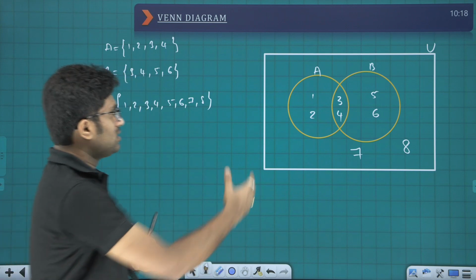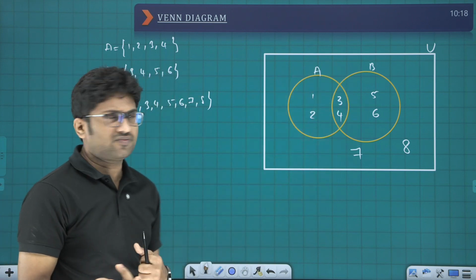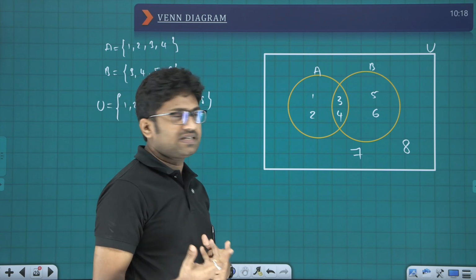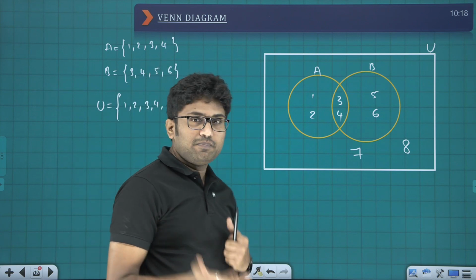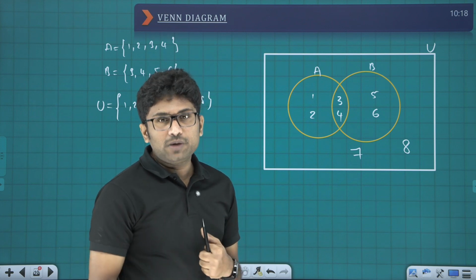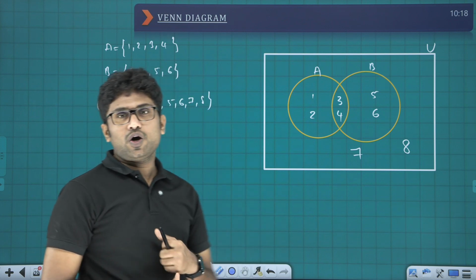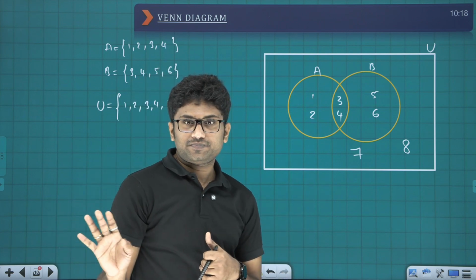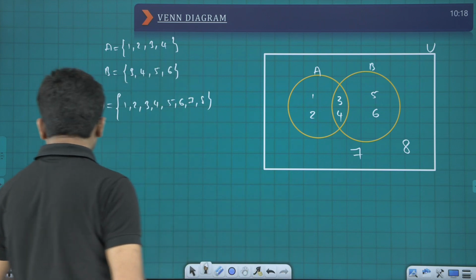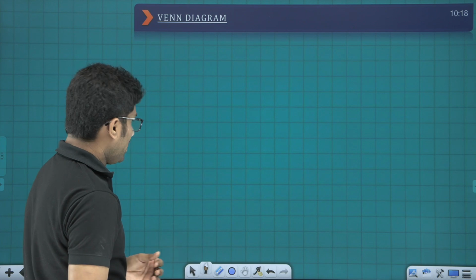Venn diagram means this is the pictorial representation of sets, friends. By using this we can easily say what is A union B, A intersection B, A minus B, B minus A, A union B whole complement, A intersection B whole complement. All these things can easily be explained by using Venn diagram.